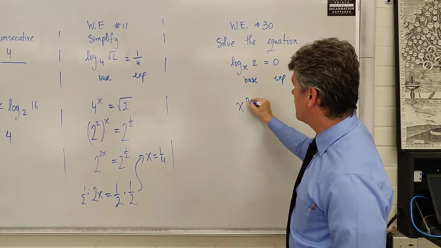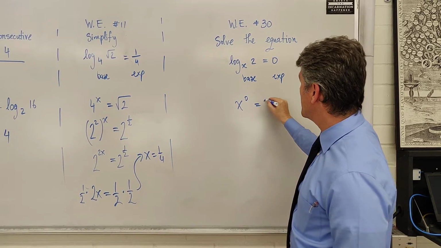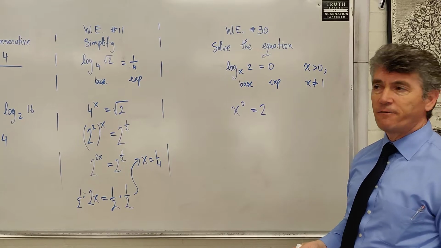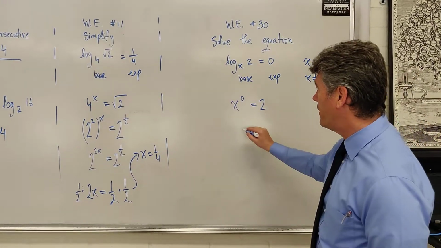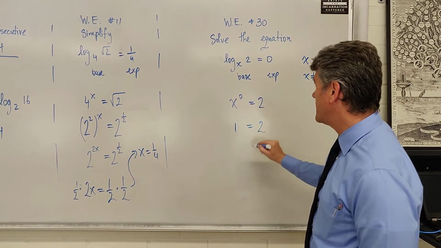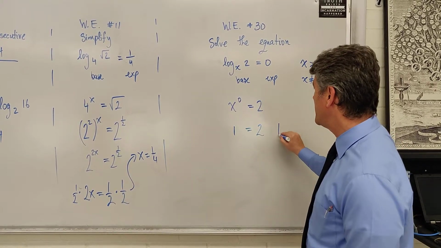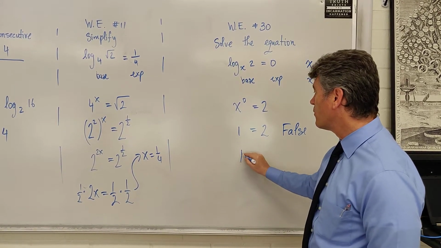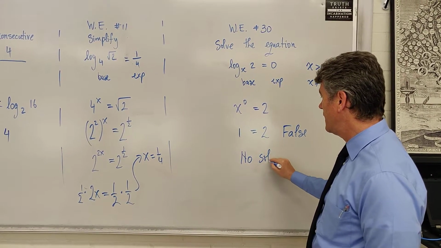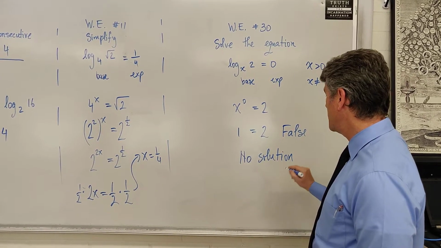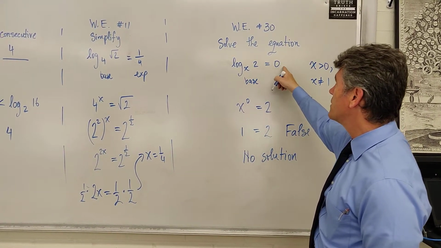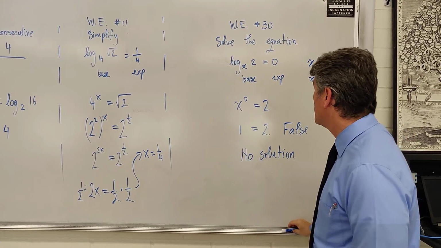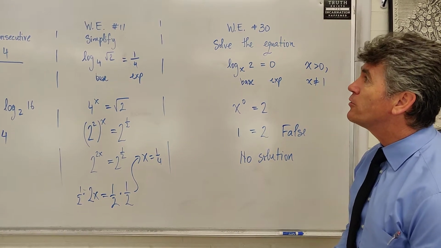I'm going to have x raised to the 0 power is equal to 2. But now we run into a problem, because any positive number raised to the 0 power is 1. We have 1 is equal to 2. This is a false statement. And so we conclude that this equation has no solution. There is no way I can raise a number to the 0 power and get 2. Any number except for 0 raised to the 0 power is equal to 1.